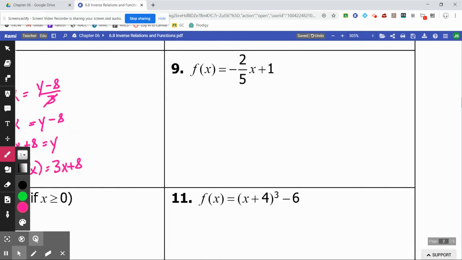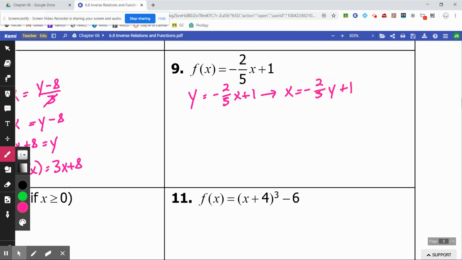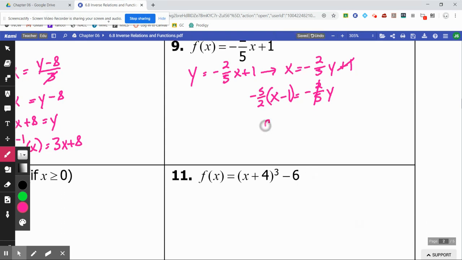Number 9, your original function is y equals negative 2/5 x plus 1. So the inverse of that would be x equals negative 2/5 y plus 1. Move the 1 over, that'd be x minus 1 equals negative 2/5 y. To get rid of negative 2/5, you multiply the other side by the reciprocal, which would be negative 5/2. You can distribute or you can leave it like that. So we can now write it as f inverse is equal to negative 5/2, and I'm just going to leave that x minus 1 in parentheses.